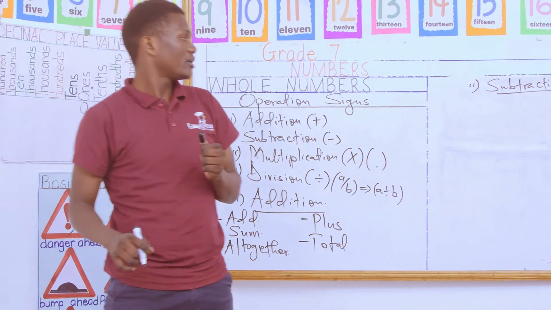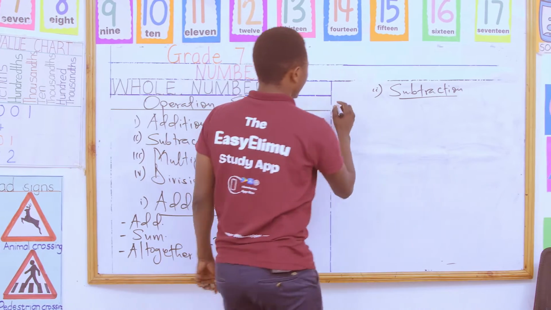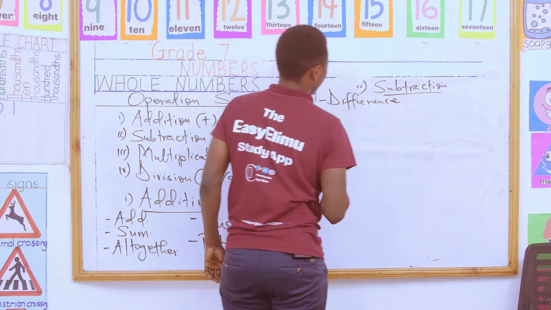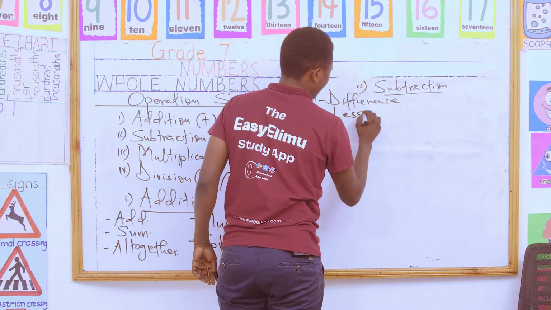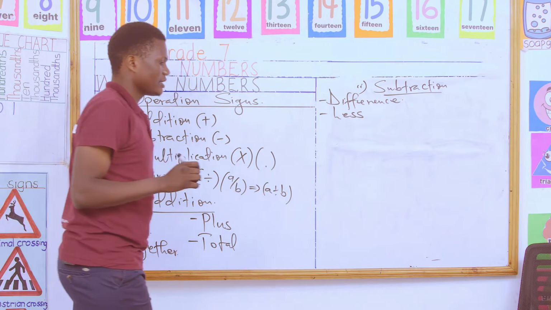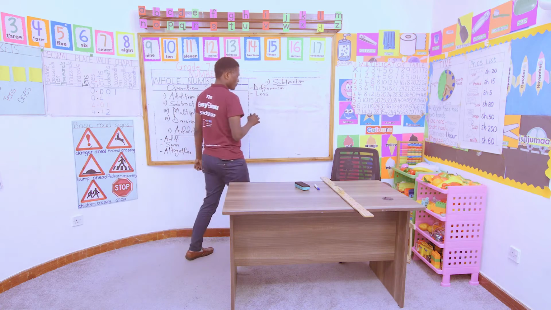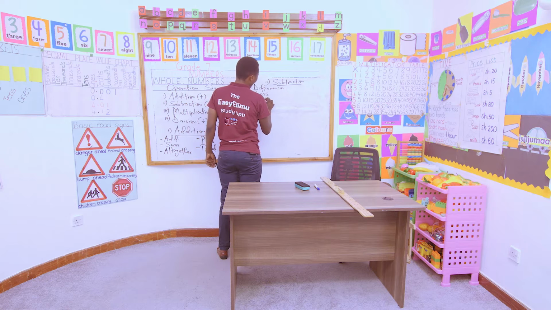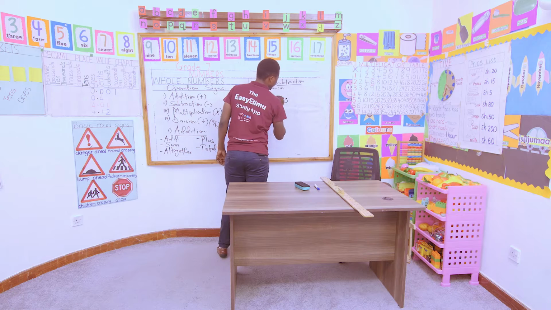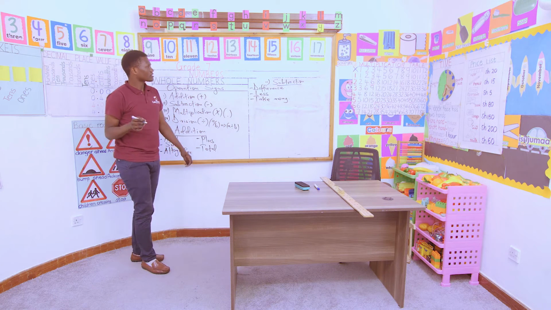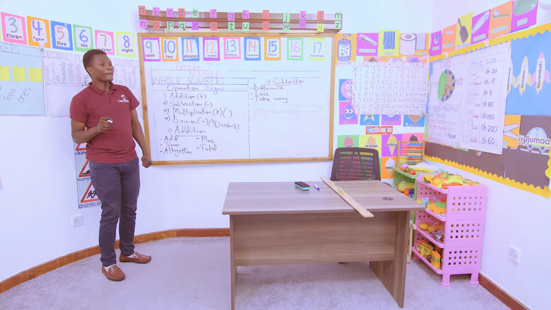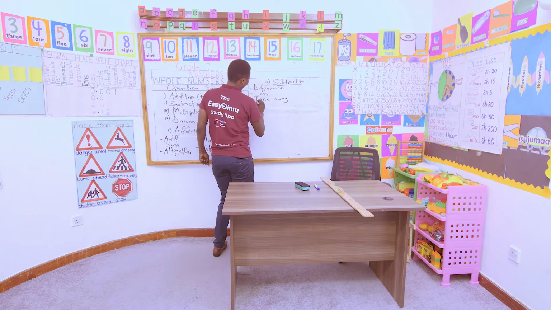Yes, Peter? Difference, very good. What is the difference between? We can talk of less. Apart from that, how else can we do it? We can talk of take away. Take away this from that. How else can we communicate subtraction? Yes, Ashlyn? Minus, correct. We can talk of minus.